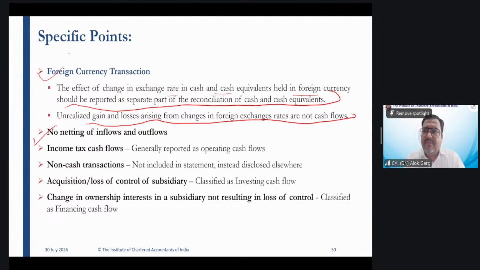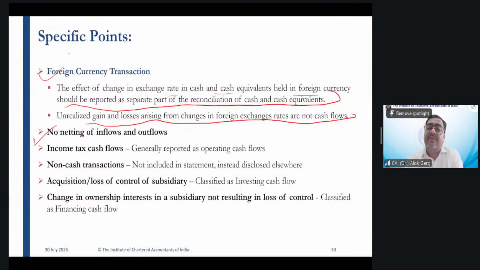Net 6 crore. You will show the borrowings taken net 6 crore, right? If you show net 6 crore borrowing taken, will it reflect the right picture to the user of the financial statement? No. So the standard says no netting of inflows and outflows. If you have taken a borrowing of 10 crore during the year, you have to show borrowings taken, loan taken 10 crore, and repayment of borrowing 4 crore. These two transactions have to be shown separately in the cash flow from financing activity.